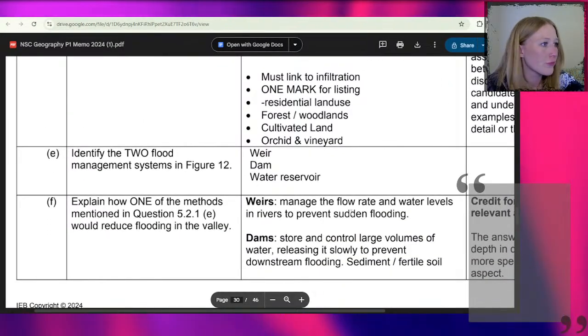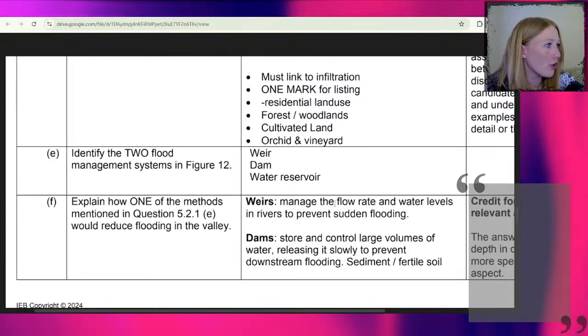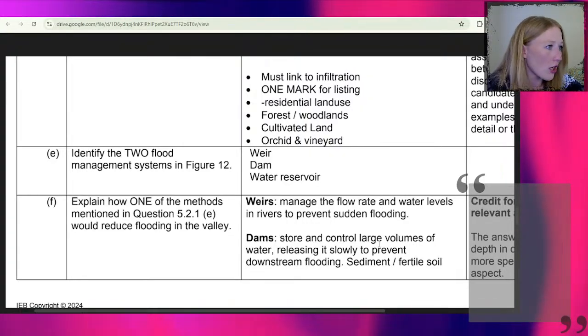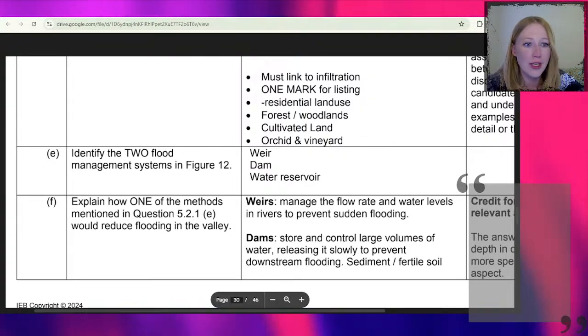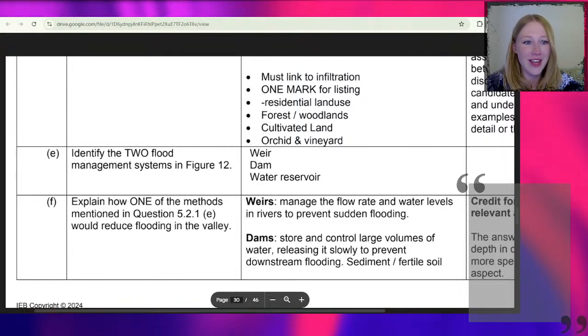Okay, yeah. All talking about managing the flow, prevents sudden flooding, stores large volumes, releases it slowly. Okay, great. So we seem to have that.